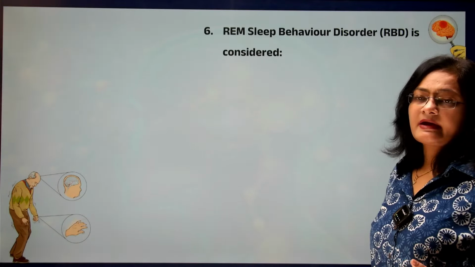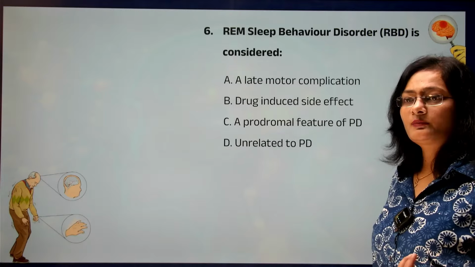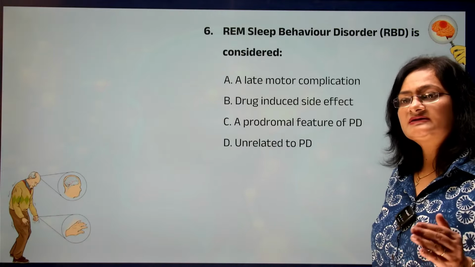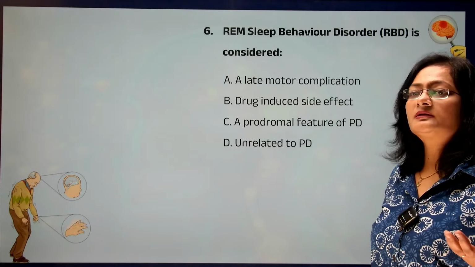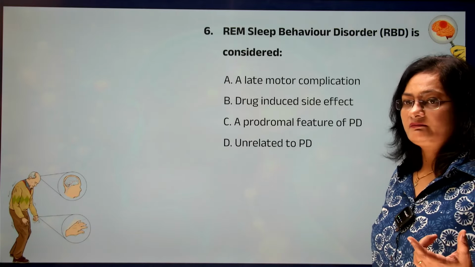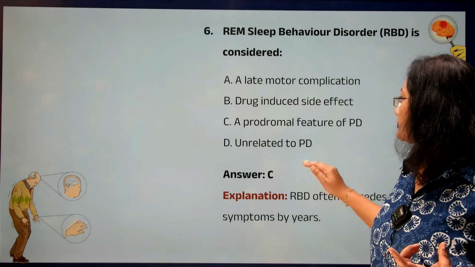REM sleep, that is rapid eye movement sleep behavior disorder, is considered: late motor complication, drug-induced side effect, prodromal feature of Parkinson's disease, or unrelated to Parkinson's disease. So it is the prodromal feature of Parkinson's. You cannot see it in each and every patient. So it is a prodromal feature of Parkinson's disease.